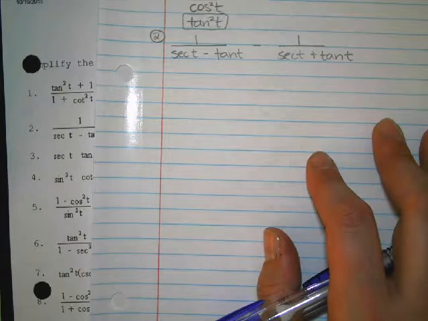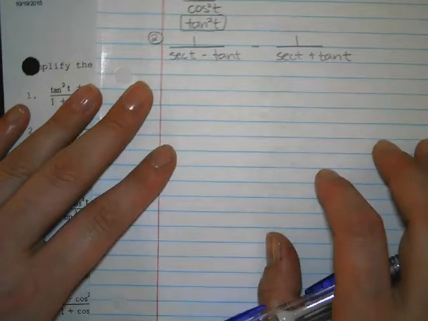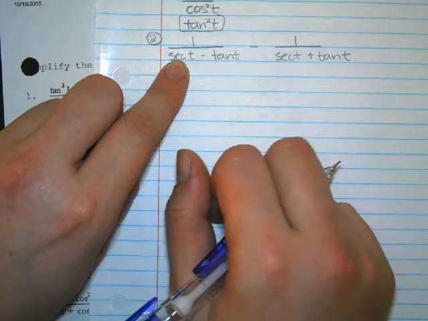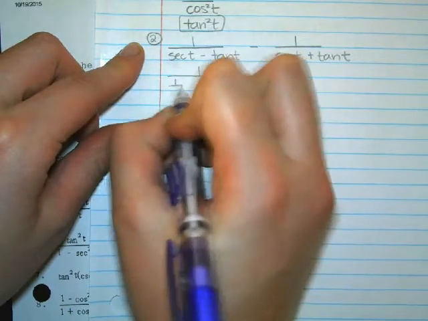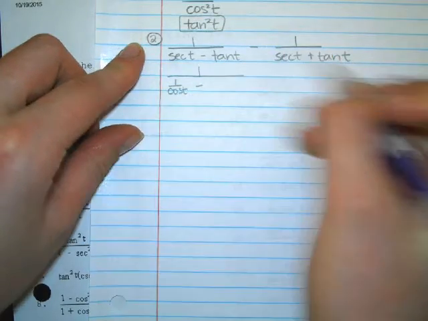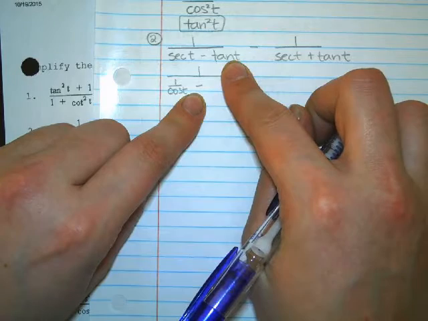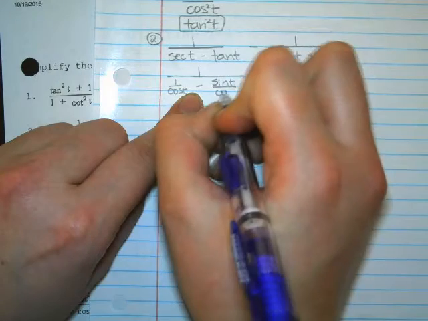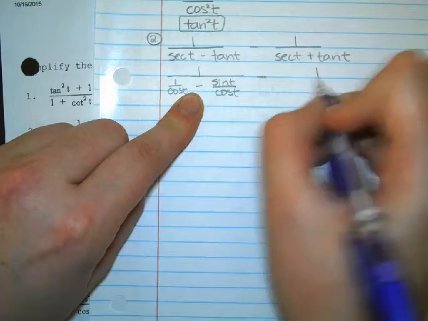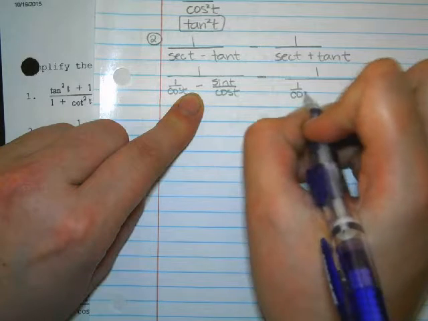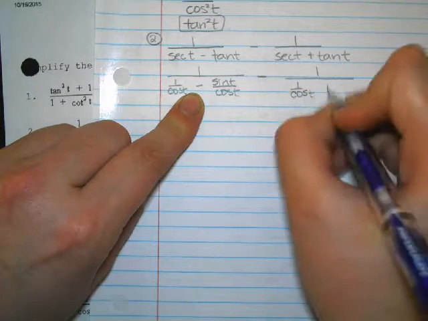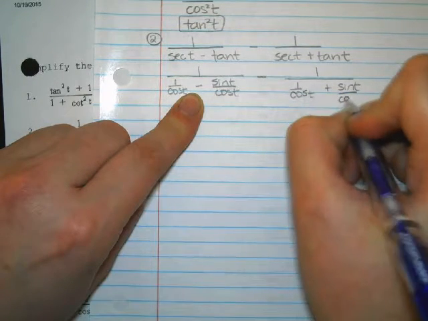Sines and cosines? Okay. So if we do it in terms of sines and cosines, then with secant, what are we going to turn that into? 1 over cos. Okay, so I've got 1 on top. On the bottom, I've got 1 over cos minus, and what is tangent? Sine over cos minus 1 over cos t plus sine over cos.